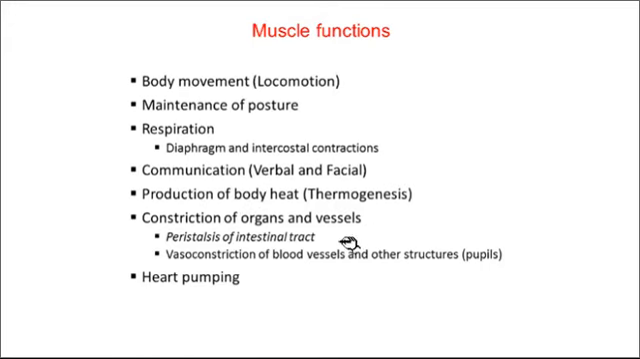While smooth muscles produce peristalsis of the intestinal tract, also vasoconstriction of the blood vessels to maintain the peripheral resistance and maintain the blood pressure. So they have the function of constriction of organs and vessels. The heart produces its action, which is the production of cardiac output by heart pumping. So that is the general function of the muscle tissue.